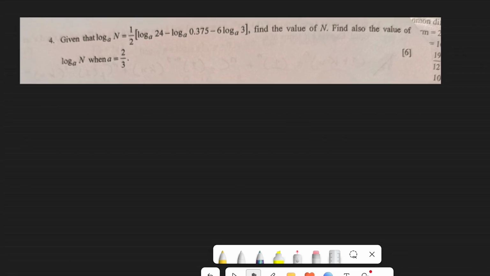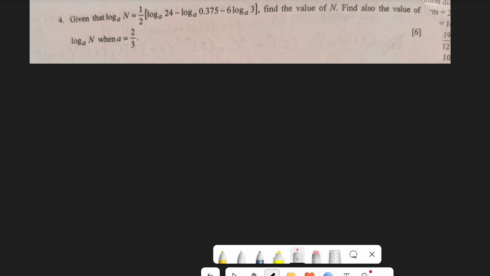Okay, so this is a logarithmic question. Let's just see. Given that log of n to the base a is equal to this entire thing, find the value of n, and find also the value of the next log. Okay, first let's do the first part, find the value of n. So log of n to the base a is equal to this entire thing. Okay, how do we do this question?